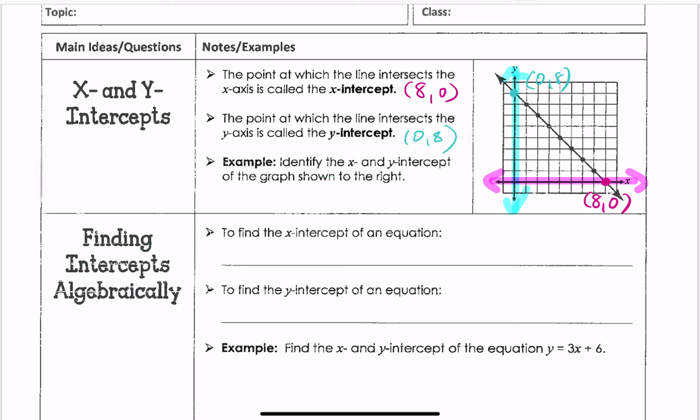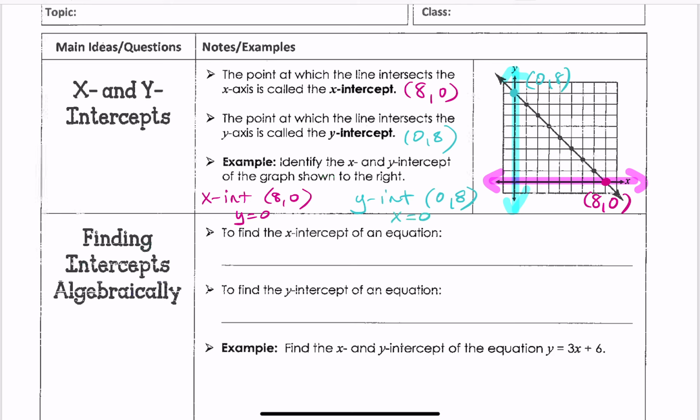So in our example shown to the right, the x-intercept is (8, 0), and the y-intercept is (0, 8). What do we notice about those? If you look at the x-intercept, y is equal to 0. And if you look at the y-intercept, x is equal to 0.